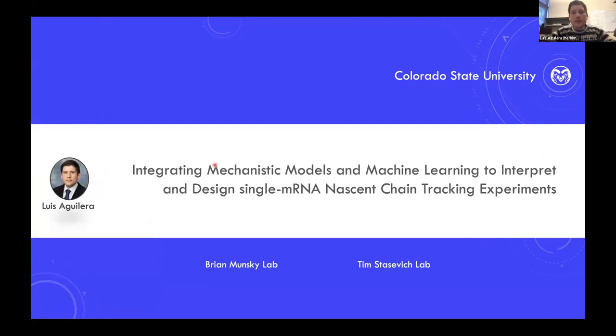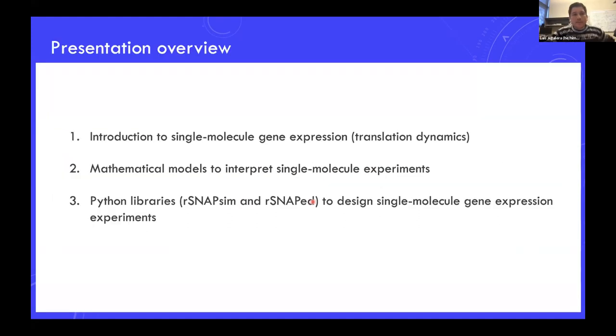And thank you for the invitation. So my name is Luis Aguilera. I am a postdoc working in Dr. Brian Munsky's lab and also in Dr. Tim Stasevich's lab. And as Ashok just mentioned, we are at Colorado State University. And the talk of today is integrating mechanistic models and machine learning to interpret and design single RNA nascent chain tracking experiments. This is going to be my overview.